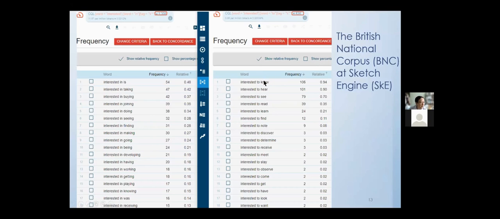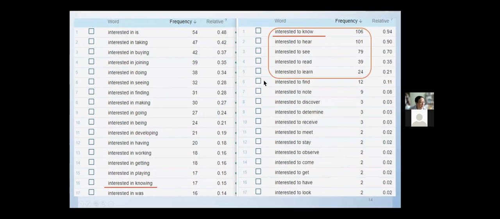But to know seems to be very high. If we come to some highlighted ones, in knowing is pretty low in the British National Corpus, but interested to know is pretty high. Then we can't be very sure that we can use in doing all the time.